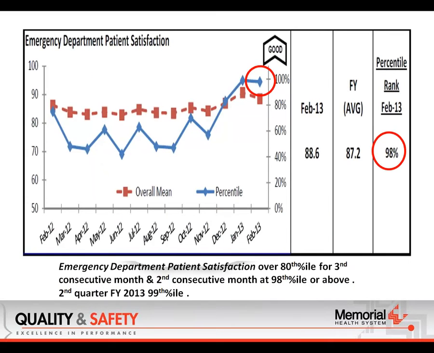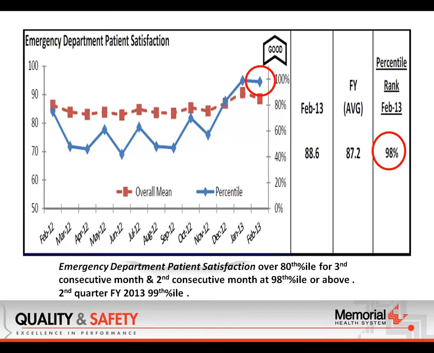And then by reducing that wait time, from the time they're sitting there until the time they can get into the exam room and see the physician, really has a tremendous impact on patient satisfaction, along with all the other optimizations that we've done as an organization. And as you can see, 98th percentile in February. For our second quarter, which is January, February, and March, for the quarter, 99th percentile in Press Ganey patient satisfaction.